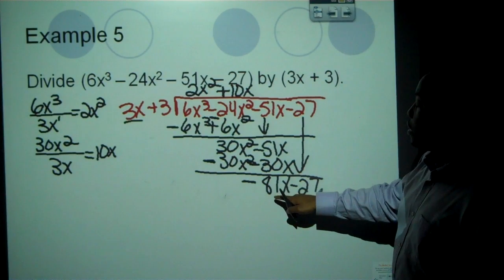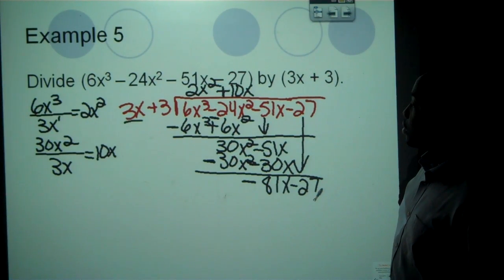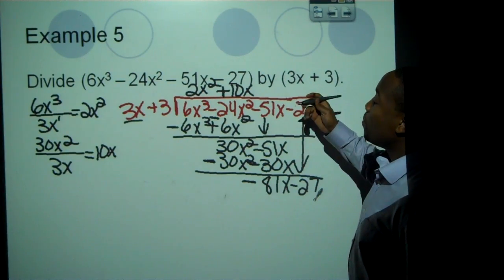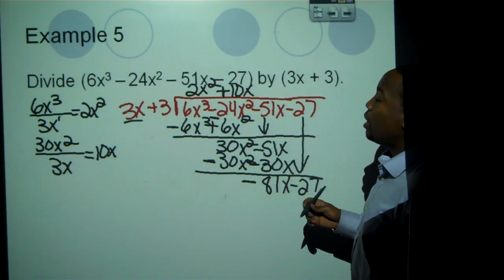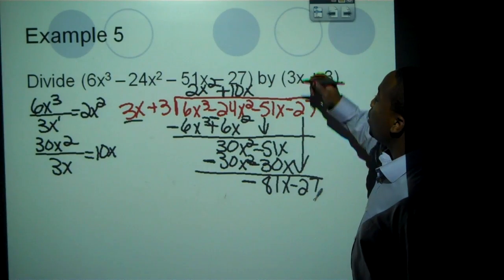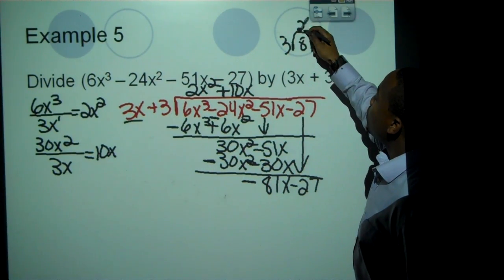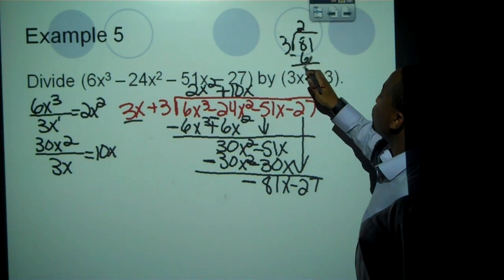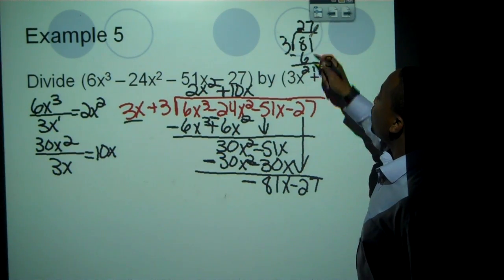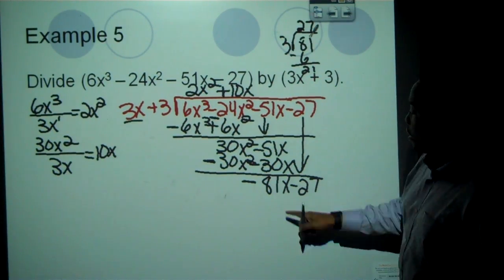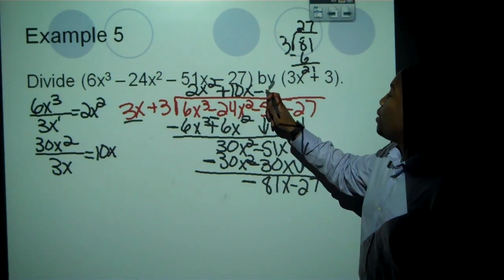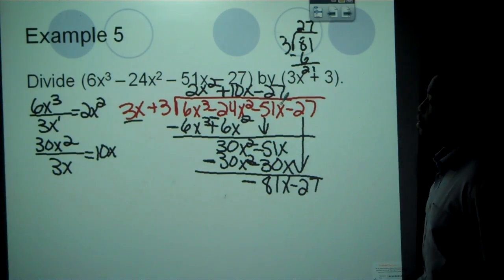It's not going to go in evenly. So let's see how many times that goes in. That'd be 3 times 81. Let's go ahead and do it right here. That'd be 2, 6, 21. So it'll be 27, right? So now that would be a negative 27, right?